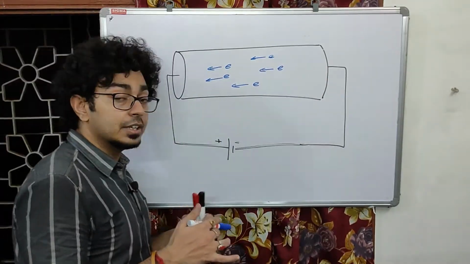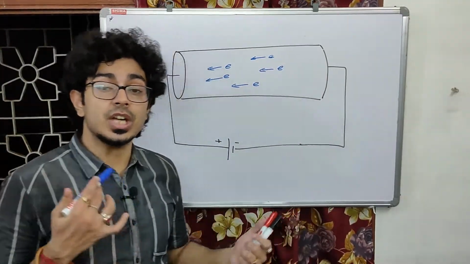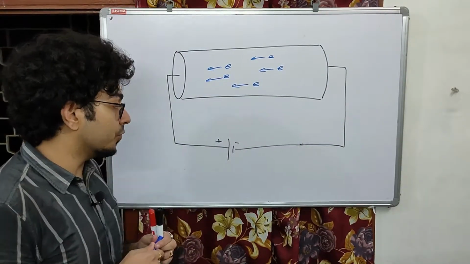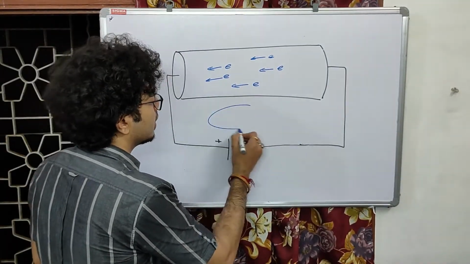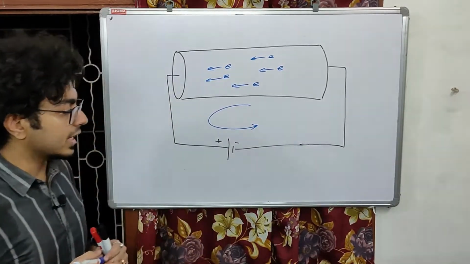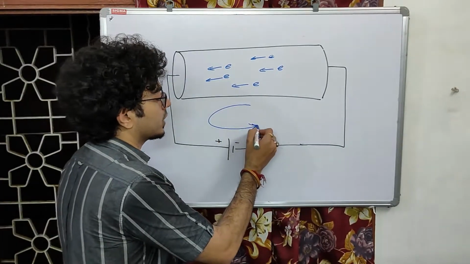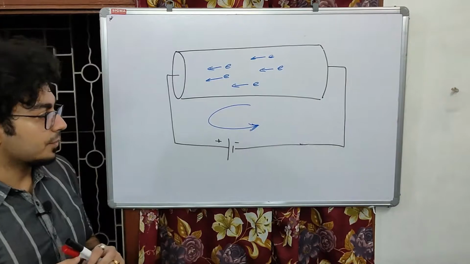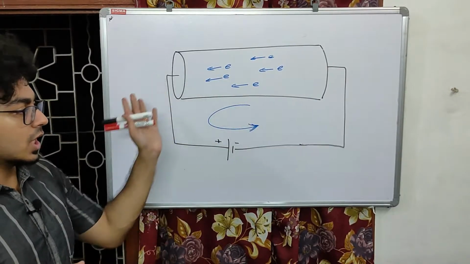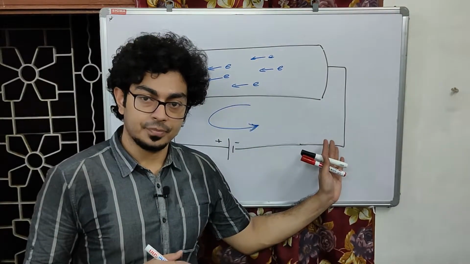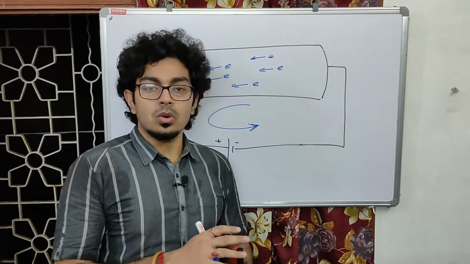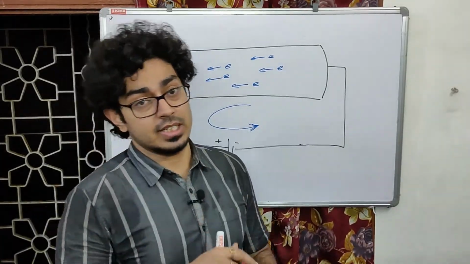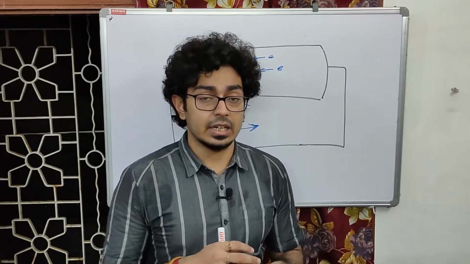Now, if you are asked in which direction these electrons are moving, the electrons are moving in this direction. This is the way the electrons move in the circuit. So this is clear. Electrons are negative in charge.